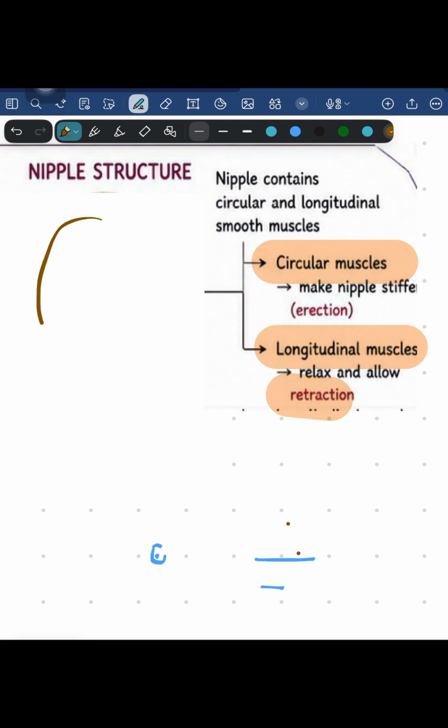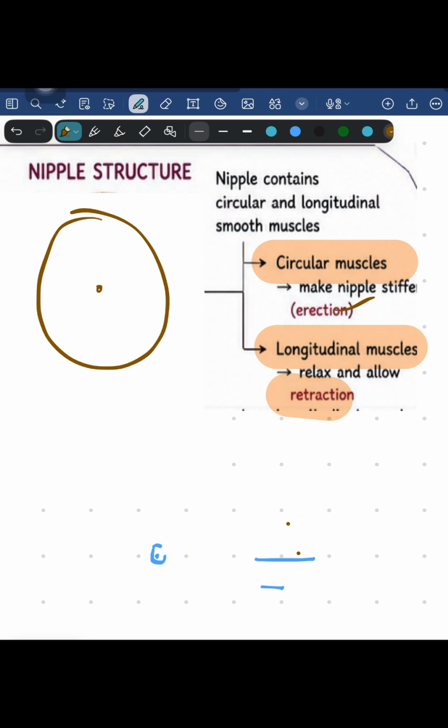This is the breast, and the central part is the nipple. The nipple contains circular and longitudinal muscles. The circular muscles make the nipple stiffen, that is erection, and the longitudinal muscles make it relax and allow retraction.